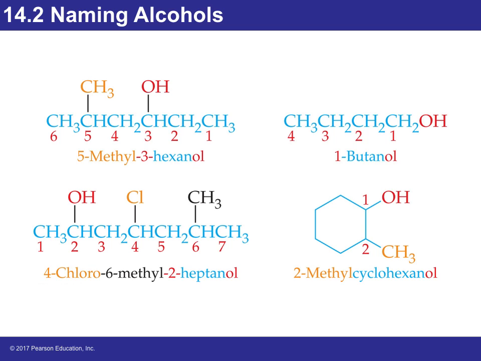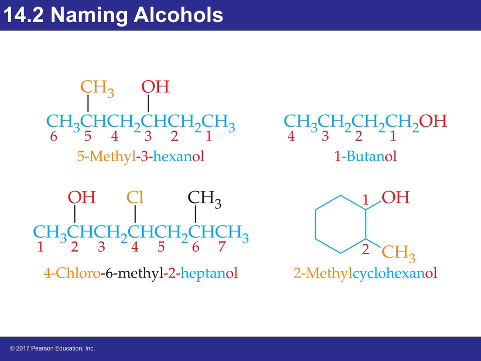Substituent, I have a methyl and I have a chloro, Cl. You need to know Cl is chloro. C, chloro, alphabetical order is before M, methyl. So it's a 4-chloro-6-methyl-2-heptanol. And finally on the right side, this is a cyclo, 1, 2, 3, 4, 5, 6 carbon cyclohexane, OH, hexanol. I have a methyl on number 2. Remember, OH has to be number 1, so it's a 2-methylcyclohexanol.